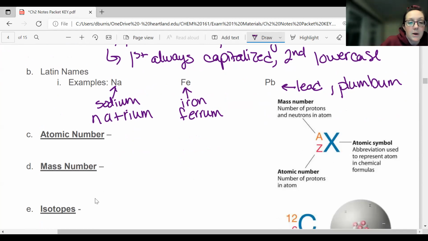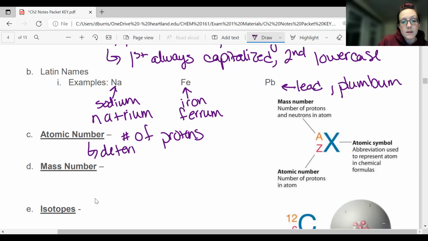So the atomic number is the whole number from the periodic table. That's its number of protons. Okay, if you change the number of protons, you actually change the element. Okay, so it determines the element. So if you have a periodic table, like I'm going to provide you, then you can tell by how many protons what element it is, always.